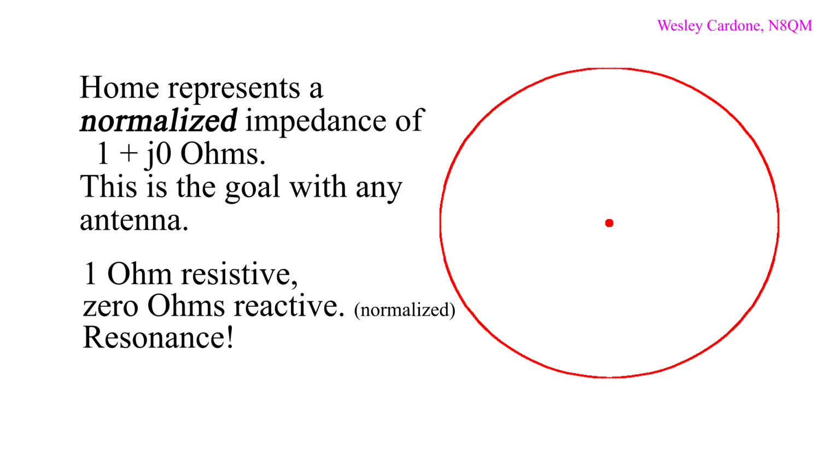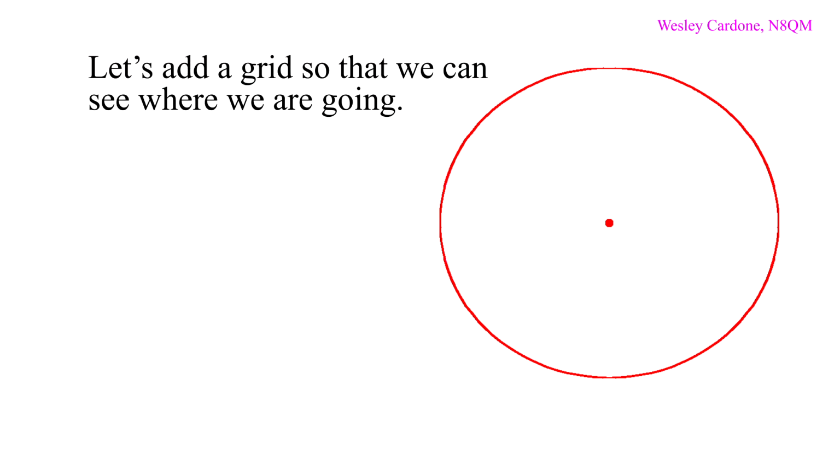More will be said in another session about normalized, but for now, just simply recognize that 1 plus or minus j0 ohms is the Holy Grail and is a means of simplification to represent the amateur's 50 ohms. We draw a horizontal line through home plate.